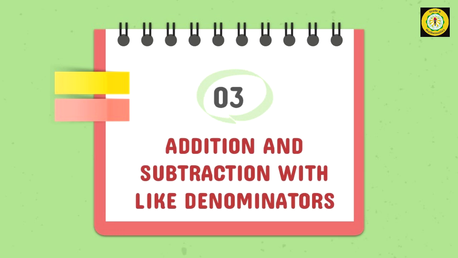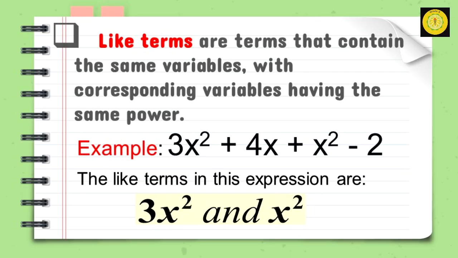Addition and subtraction with like denominators. Like terms are terms that contain the same variables, with corresponding variables having the same power. Example, 3x squared plus 4x plus x squared minus 2. The like terms in this expression are 3x squared and x squared.